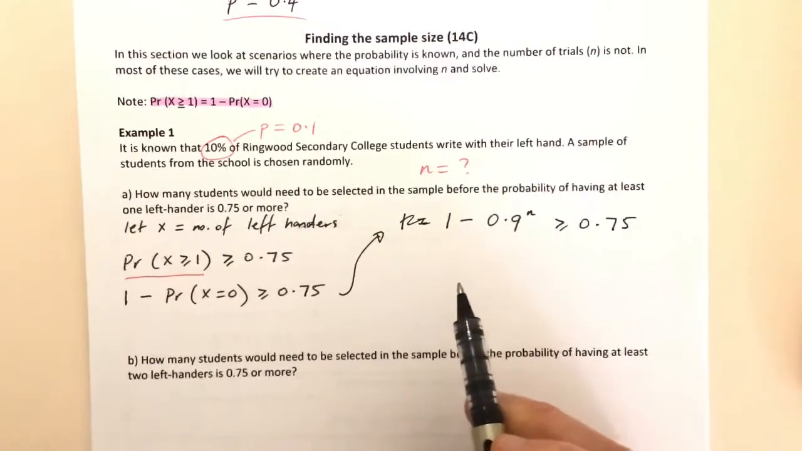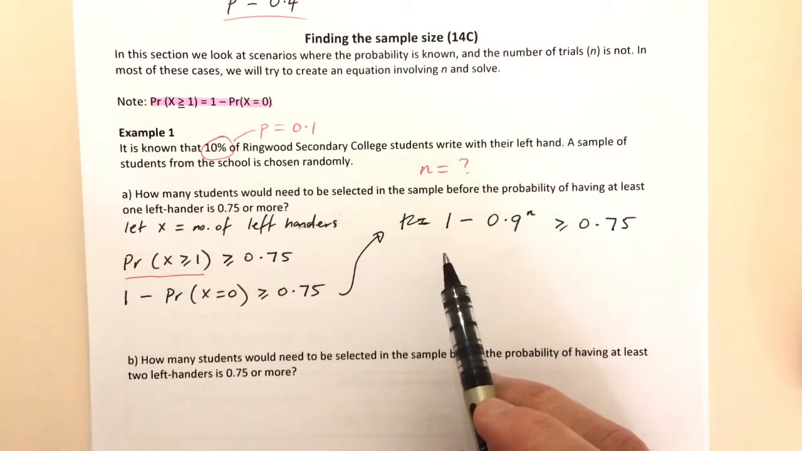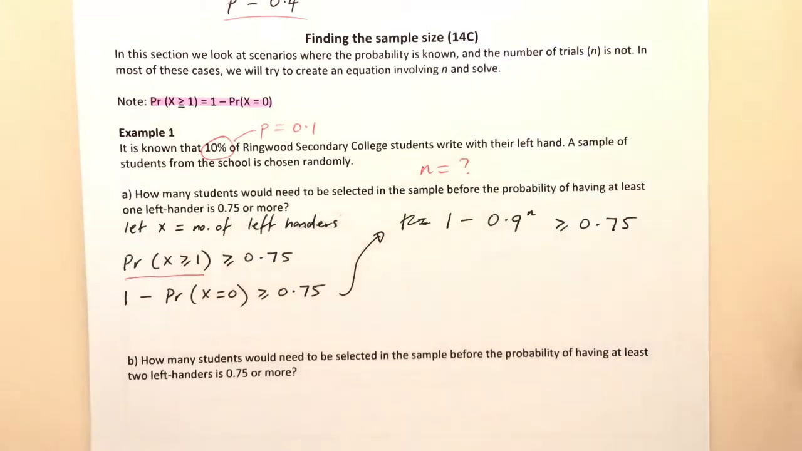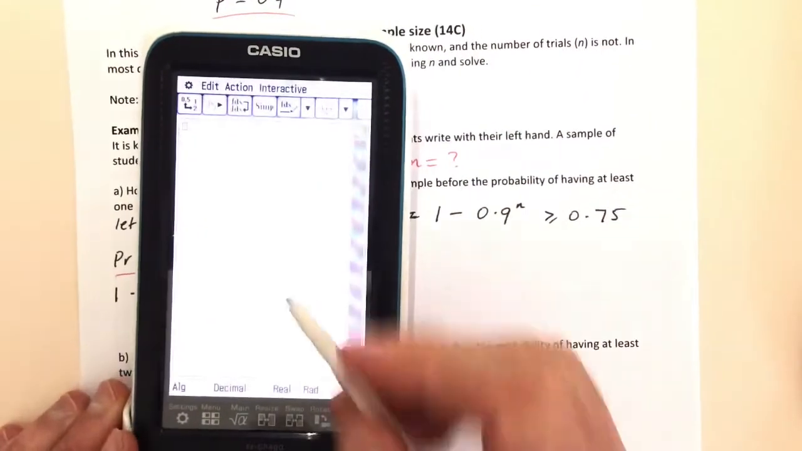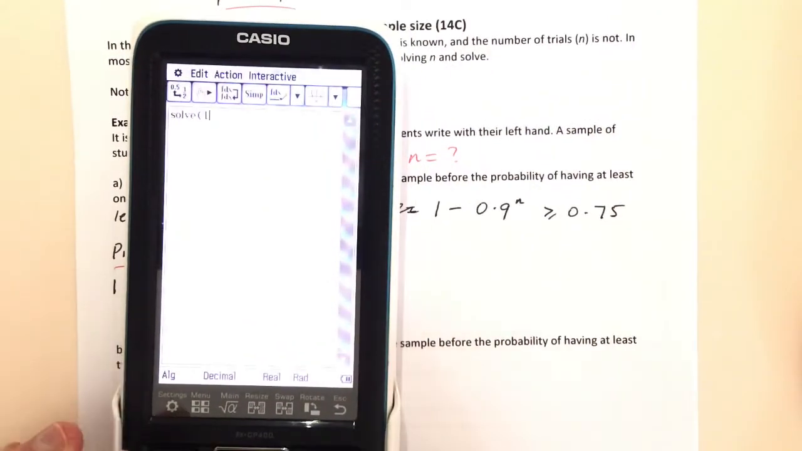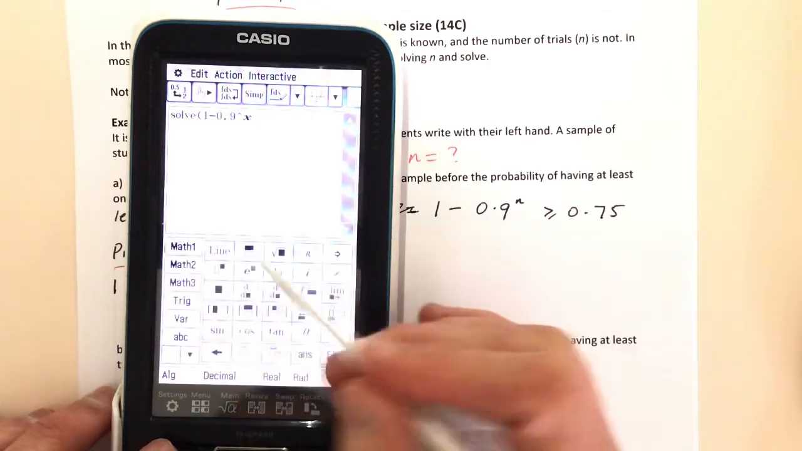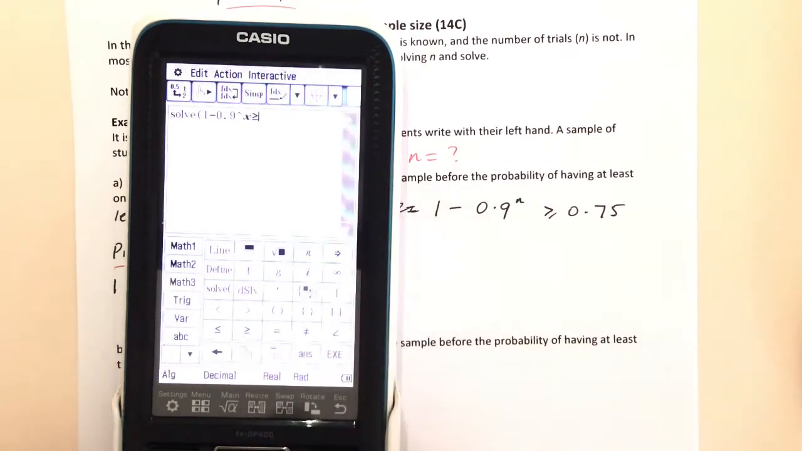Now, this equation is still pretty messy, but if this is a calculator question, we've done all the hard work because we can just put this into our calculator and use solve. And that's exactly what I'm going to do. Action, advanced, solve, 1 minus 0.9 to the power of x. It's up to you whether you want to use n or just use x. I'm going to use x. Needs to be greater than or equal to, so your inequality symbols are in math 3 on your keyboard, 0.75.